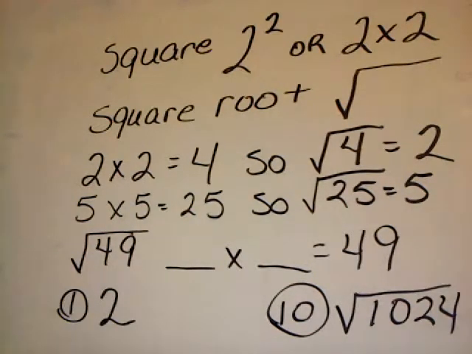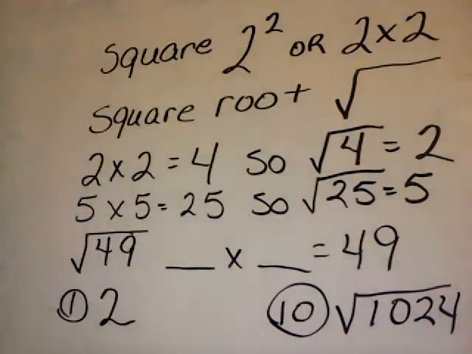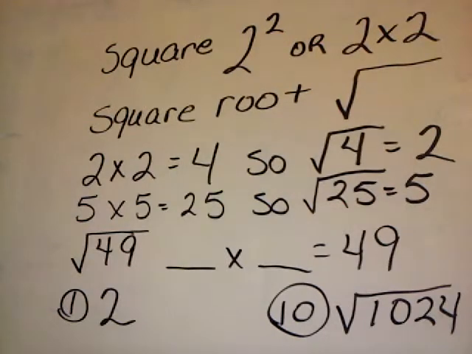We are going to be doing 1-3 in our Math Course 2 book. And today we are going to be talking about squares and square roots. A square is when we actually square the number. It means that we have two of those numbers multiplied together.